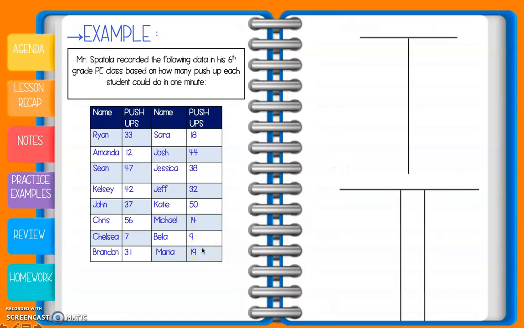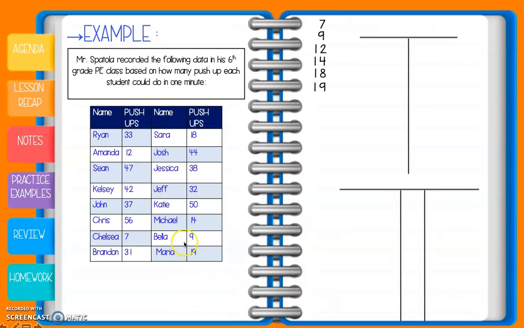Ascending means least to greatest, so we start with the least, and I see Chelsea had the least here, so I'm going to put a 7. Then Bella had a 9. Then Amanda got a 12. Michael had 14. Then Sarah had 18 and Maria had 19. Notice how I'm putting the ones place here, the tens place here. That's going to really help us in a minute. As you order for a stem and leaf plot, make it vertical so that we can look at those place values really easily.